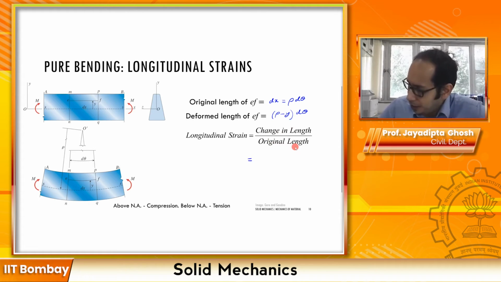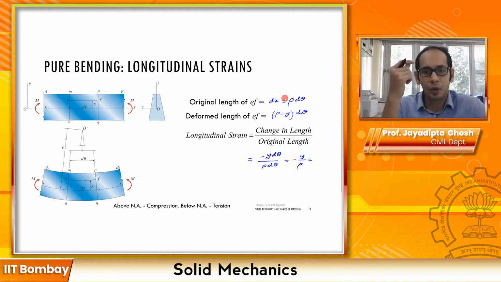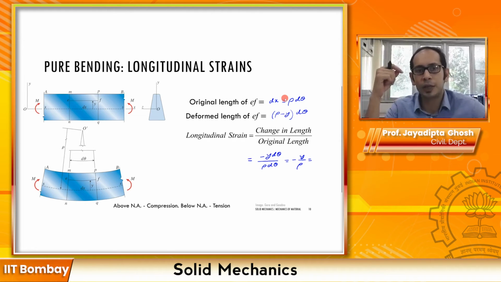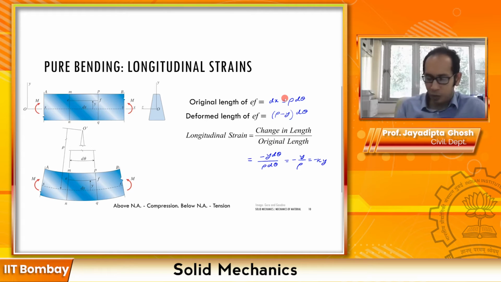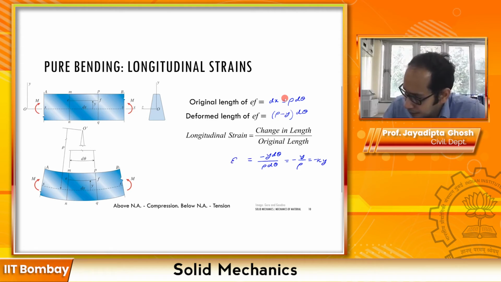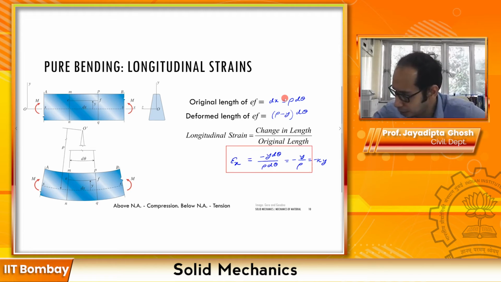So it is going to be minus of y d theta divided by the original length dx, that is rho d theta, times rho d theta over here. So that becomes equal to minus y divided by rho, and we know that 1 divided by rho, or 1 divided by the radius of curvature, is simply the curvature kappa. So that is equal to minus kappa times y. So my epsilon x becomes equal to minus kappa times y. So this is an important formulation.